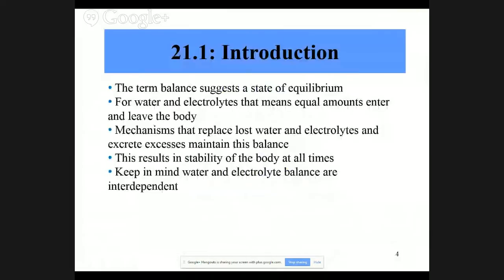Introduction to Chapter 21. The term balance suggests a state of equilibrium for water and electrolytes. That means equal amounts enter and leave the body. There are mechanisms that replace the lost water and electrolytes and excrete excesses to maintain this balance. But this results in stability of the body at all times. And you have to keep in mind that water and electrolyte balance are interdependent. If you are lacking water, it will affect your electrolytes. And if you are lacking in certain electrolytes, it'll affect the amount of water that your body retains.